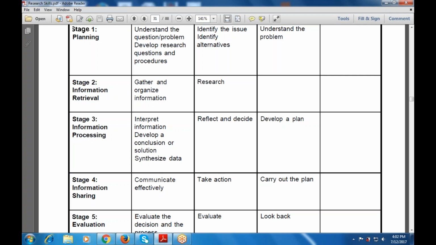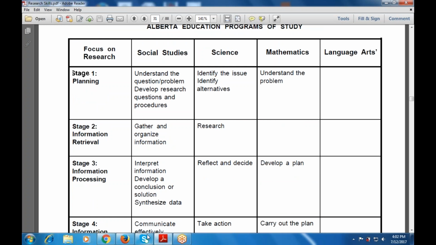So when we talk about stage 1, planning, just understand the questions or the problem, develop the research questions as well as the procedures. It is also used to identify alternative resources, demand, supply, whatever tool is used. Then understand the problem. Then stage 2 is information retrieval, that is gathering and organizing the information.